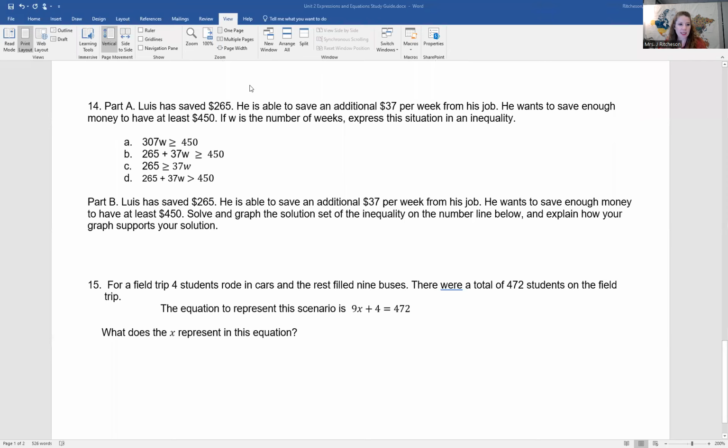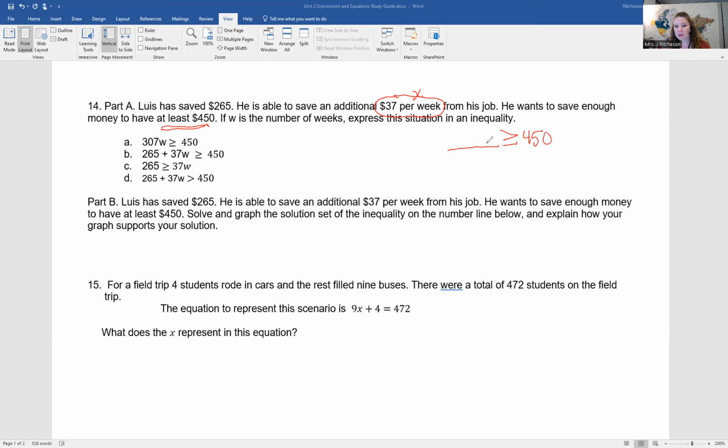All right, number 14. Lewis has saved $265. He was able to save an additional $37 per week. I bet there's a variable that goes with that per week from his job. He wants to save enough money to have at least $450. So if you want at least $450, that means you want $450 or more. So the amount of money you want can be greater than or equal to $450, okay?